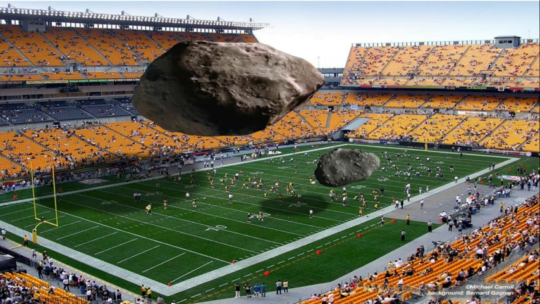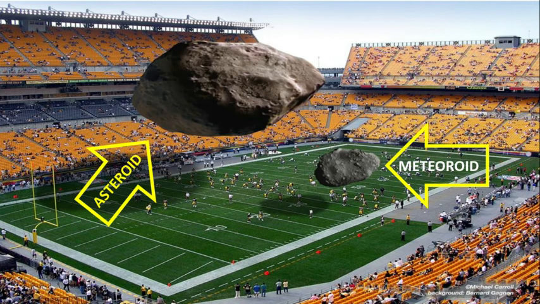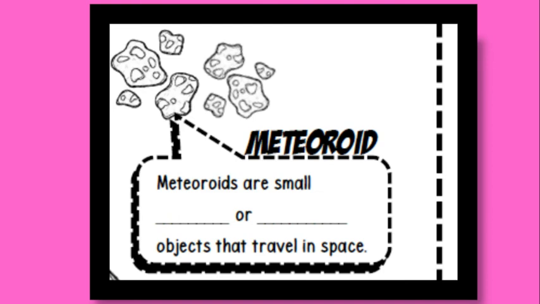This is just a small interpretation between sizes of an asteroid and a meteoroid. So just know that an asteroid is going to be a lot bigger than a meteoroid, but to us, they're both very, very large. So a meteoroid. Meteoroids are small, rocky, or metallic objects that travel in space. So meteoroids are also found in space, revolving around the sun.